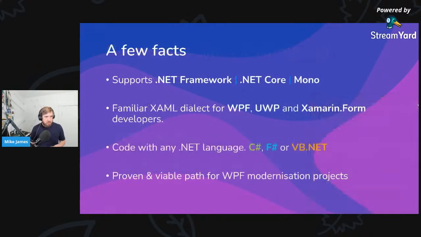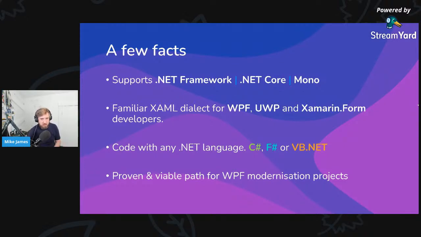So a couple of facts about Avalonia. It supports .NET Framework, but I think most importantly, for me, the important thing is it supports .NET Core. So I don't really use Mono or .NET Framework anymore. Most of the code I write tends to be for .NET Core, which Avalonia supports out the gate, which is absolutely fantastic. It has a familiar XAML dialect. So if you've ever built a WPF or a UWP or a Xamarin.Forms app using XAML, you can bring along that existing knowledge to build an Avalonia app.